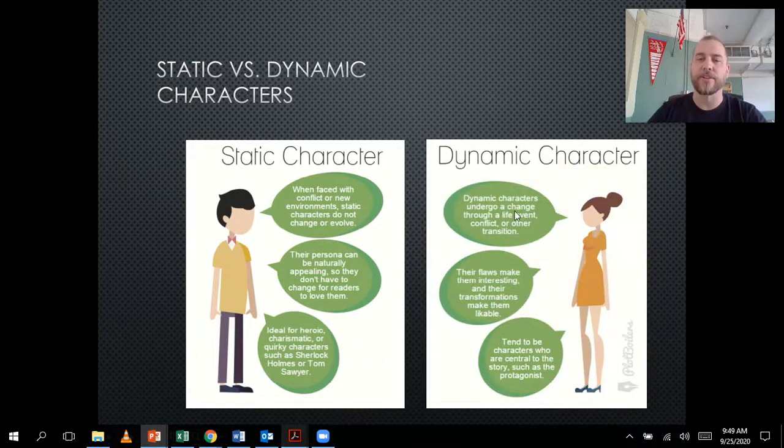Dynamic characters undergo change in response to what's going on in the story. Typically, they might be on the verge of some kind of change when the story starts. They have flaws that make them interesting, and their transformations make them more likable. If you want to start with a dynamic character, don't start with a character that's perfect yet. Start with a character who's imperfect and they reach a more perfect form throughout the story. And dynamic characters tend to be characters who are central to the story, such as the protagonist, as I mentioned earlier.